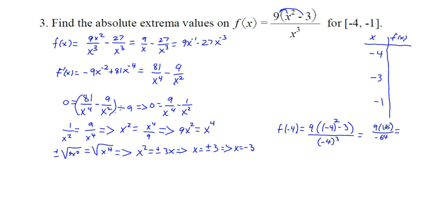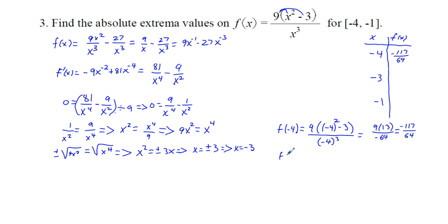And 9 times 13, let's see, 10 times 13 is 130. So 9 times 13 is going to be 13 less than 130. So we have 117. I'll say -117 64ths. Okay, so that's kind of close to -2. So I'm going to put -117 64ths. And I think the others aren't going to be as hard to figure out.